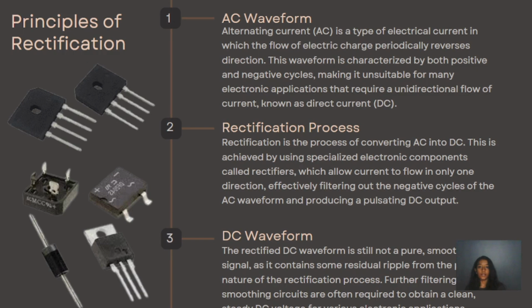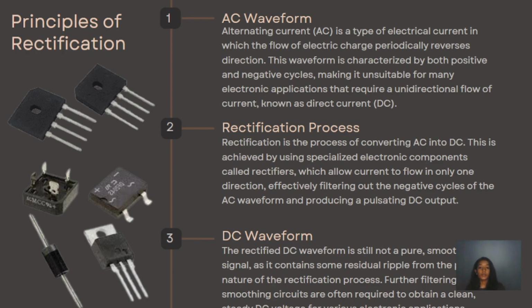Principles of rectification. AC waveform. Alternating current AC is a type of electrical current in which the flow of electric charge periodically reverses direction. This waveform is characterized by both positive and negative cycles, making it unsuitable for many electronic applications that require a unidirectional flow of current, known as direct current DC.